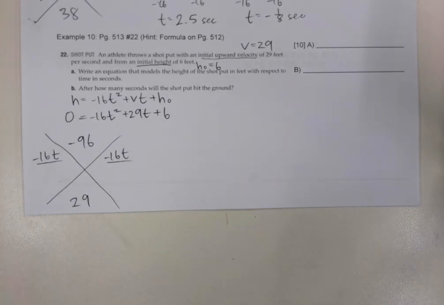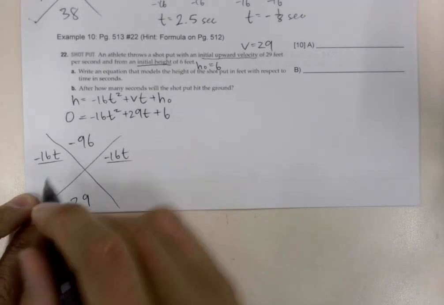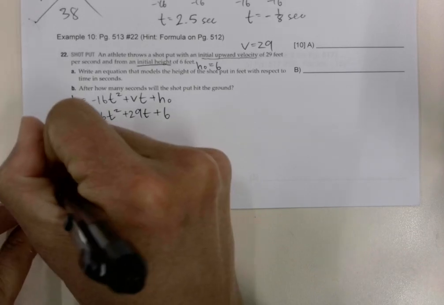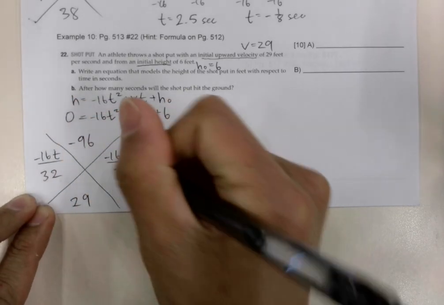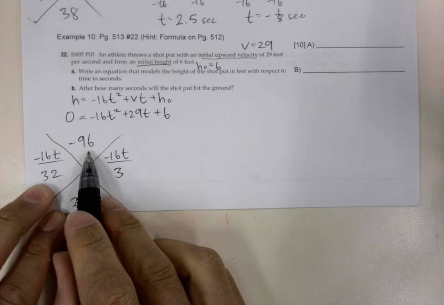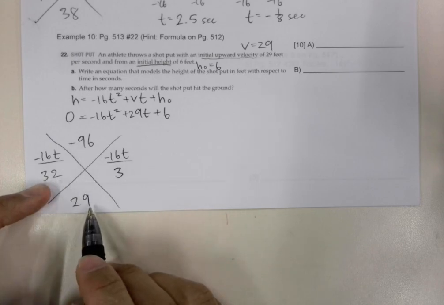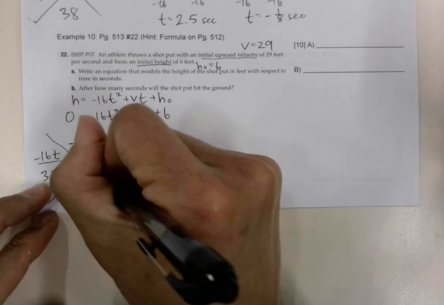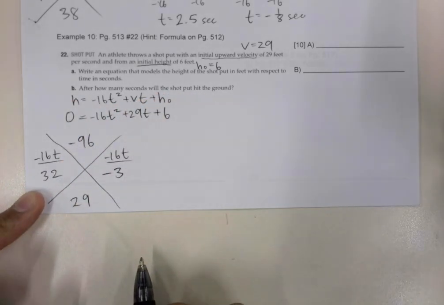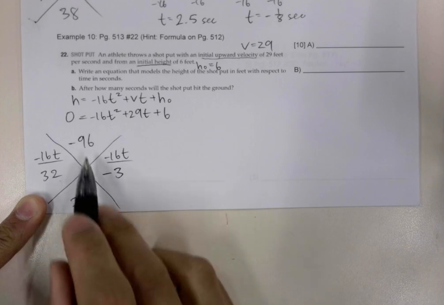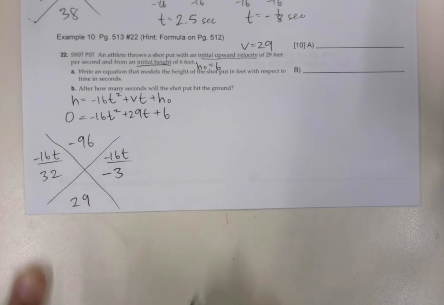Alright, so what's that going to be? Negative 96. Let's see, we got 32 times 3. Hey, that's it, 32 times 3. Right? So 32 times 3 multiplies to 96. And it will add up to 29 if the 3 is negative. Alright, so they multiply to negative 96 and they add up to 29.